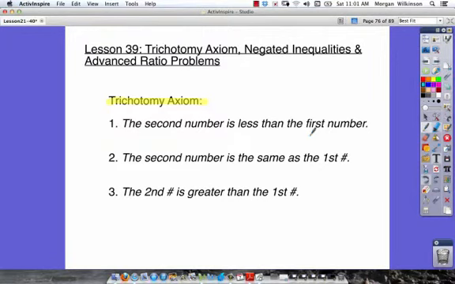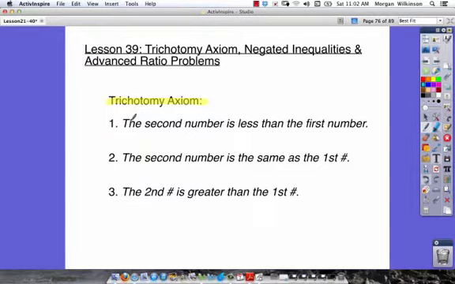Lesson 39 has three parts. The first part is about the trichotomy axiom. The second part is about negated inequalities. And the third part is about advanced ratio problems. Now, the trichotomy axiom. It sounds complicated, trichotomy, but tri just means three.